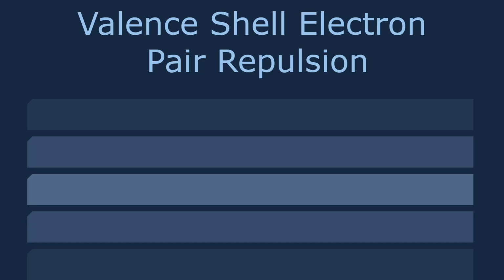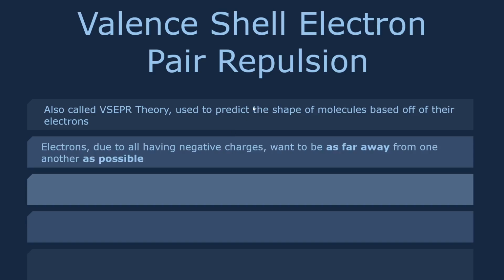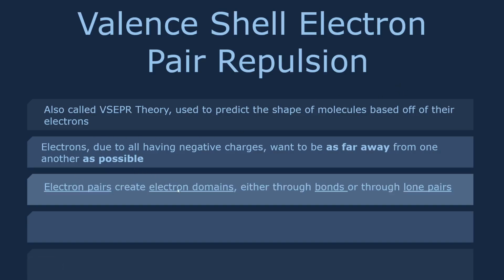So next we're going to refresh upon valence shell electron pair repulsion theory, also called VSEPR theory. This is used to predict the shape of molecules based off of their electrons. Now electrons, due to all having negative charges, want to be as far away from one another as possible because they repulse each other. And electron pairs can create electron domains either through bonds or through lone pairs.